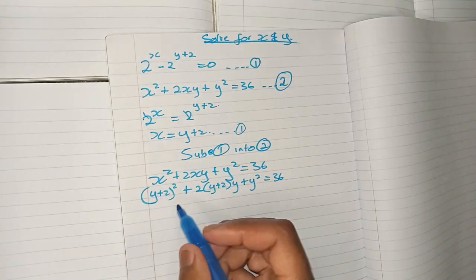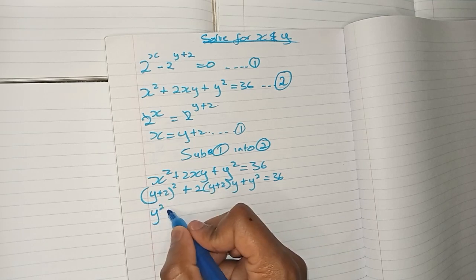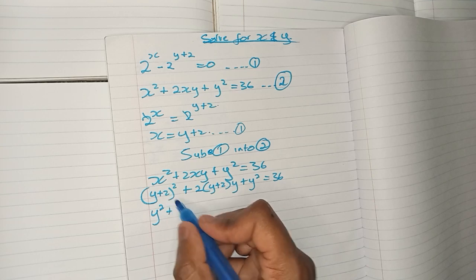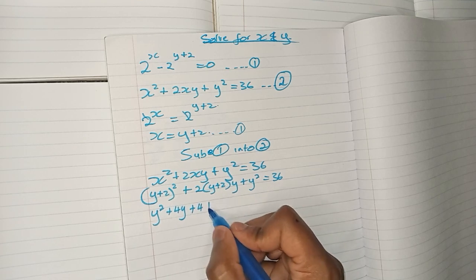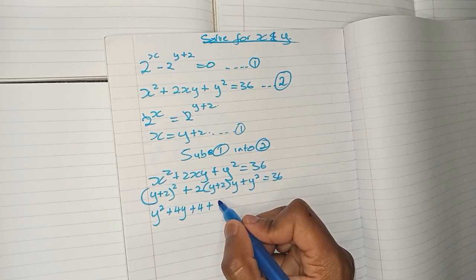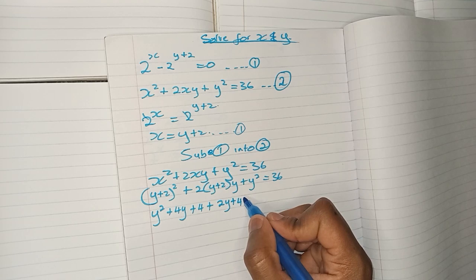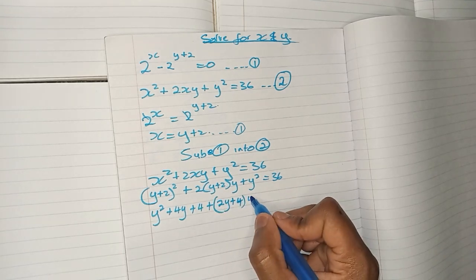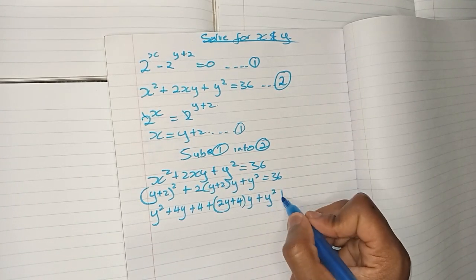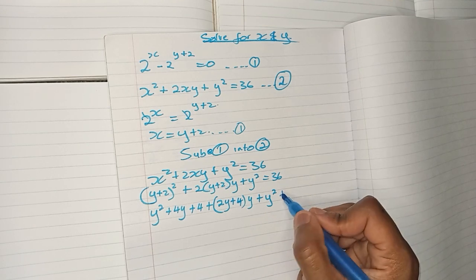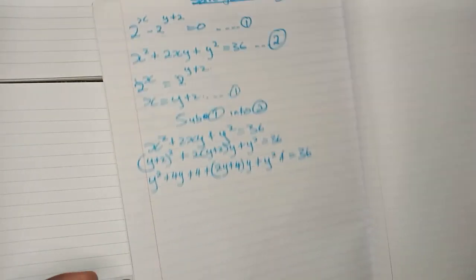So I continue by saying this is going to be y squared plus 4y plus 4, plus 2y plus 4. Then there's a y here. It also has to multiply. And then plus y squared is equal to 36, by the way. Sorry. Is equal to 36. I hope you can still see, right?